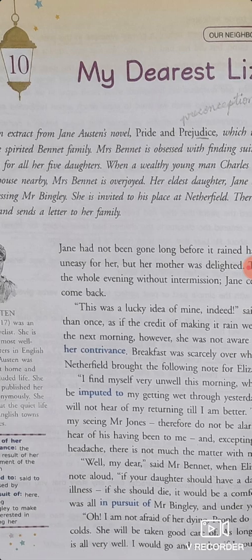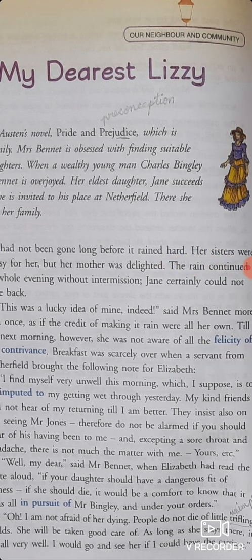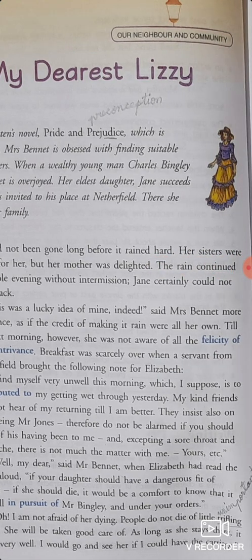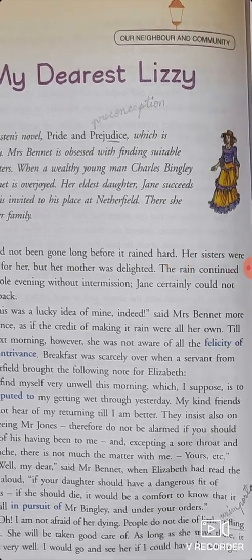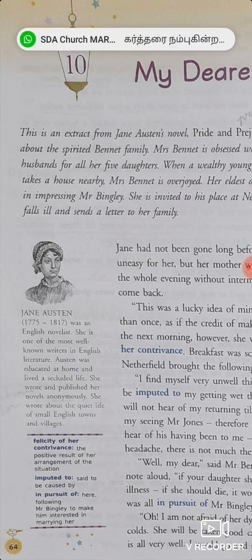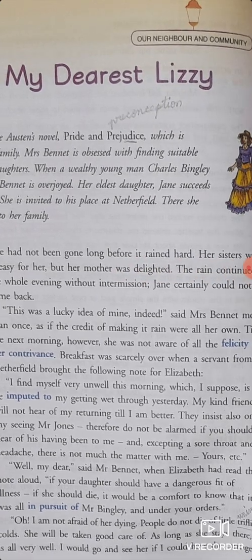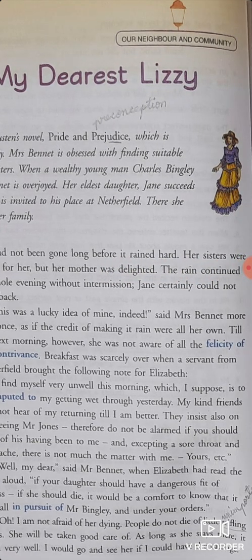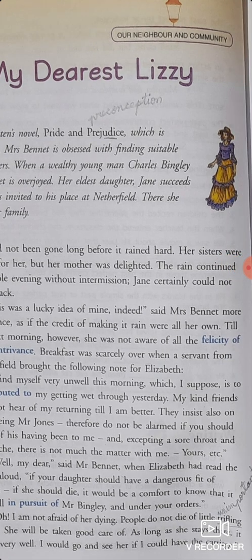So what is written in the letter? I find myself very unwell this morning, which I suppose is to be imputed to, means be caused by. Okay, the reason. What was the reason? My getting wet through yesterday. So because she got wet in the rain, she's unwell.